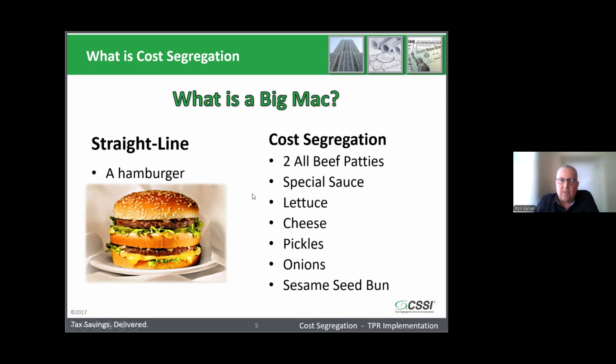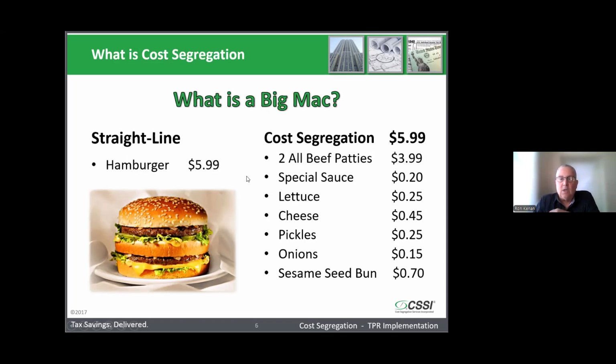And if you go deeper into that, and by the way, you'll see the term straight line and cost segregation. I'll explain that in a minute. Where straight line refers to the old method, cost segregation refers to the current new method, and we'll go into more detail. So a little bit more looking inside that Big Mac, you also have costs associated with making it, okay? These are old costs, so just look at it as an example, right? So the beef costs $3.99, the sauce costs 20 cents, the lettuce this. So you have a breakdown of the different costs that make up this hamburger, okay?